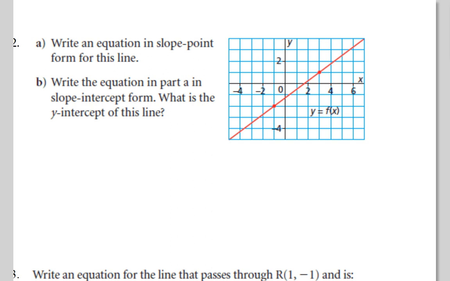All right, next page. It says write an equation in slope point form. Okay? Slope point form. Might be a good idea to start with the formula. This formula will be given to you on your data sheet. You do not have to memorize these. Okay? If I look at my graph, they've given me 2 points and no slope.